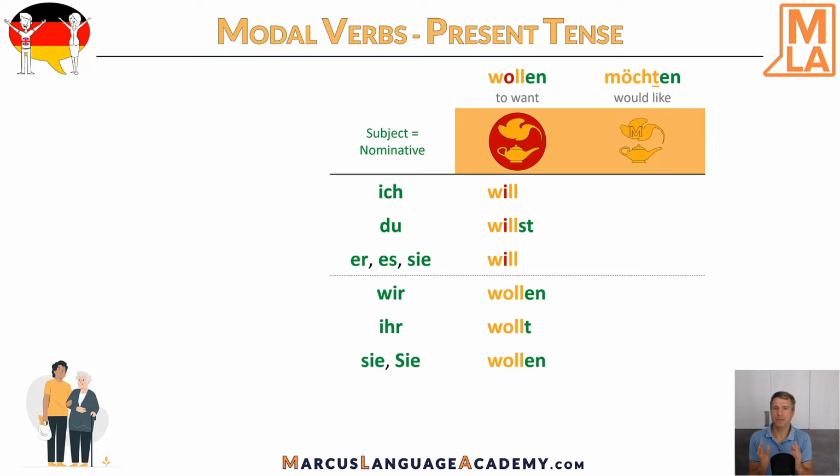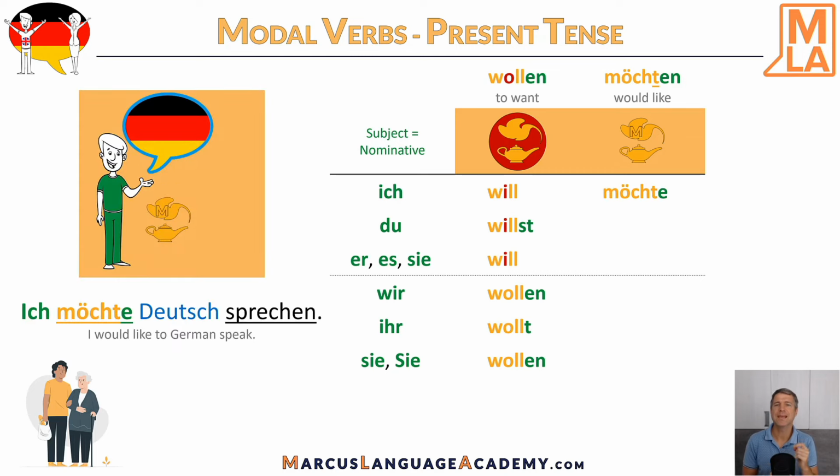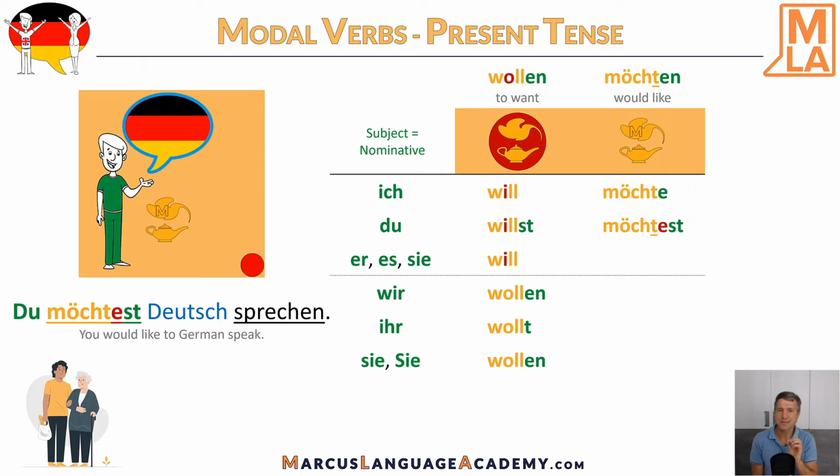Like I said before at the beginning, möchten is very practical. And you can see it as a modal verb with a somewhat special conjugation. Ich möchte. Ich möchte Deutsch sprechen. I would like to speak German. Here we use our -e ending again, like with regular verbs. The second person singular is du möchtest. Du möchtest Deutsch sprechen. You would like to German speak.